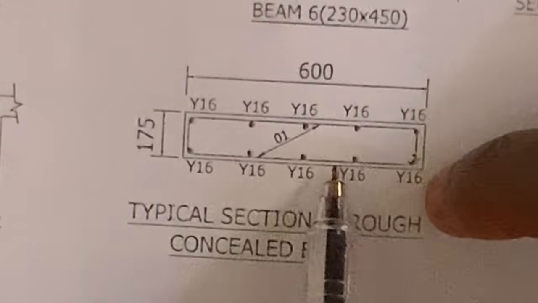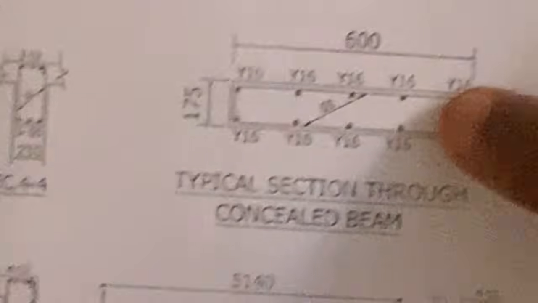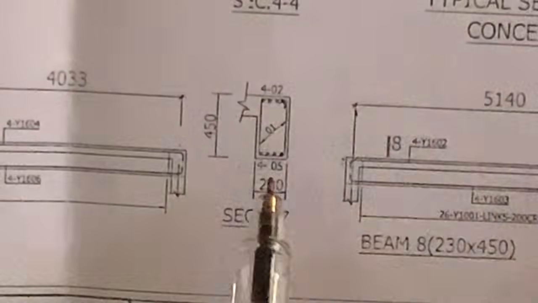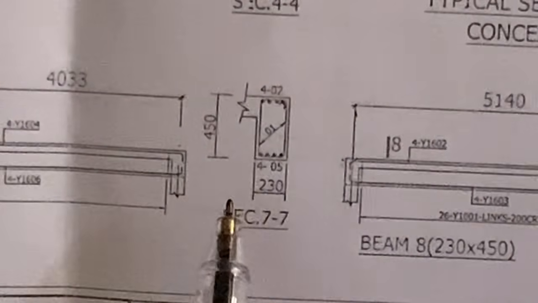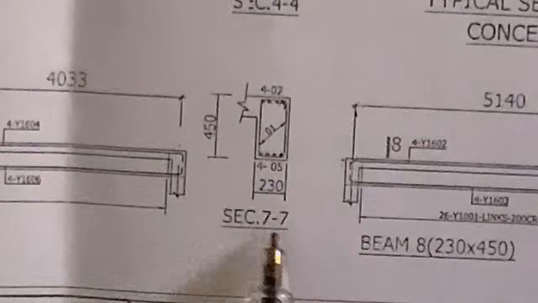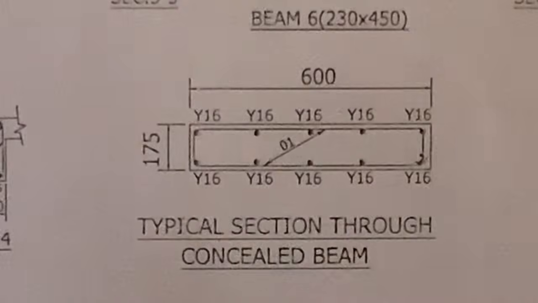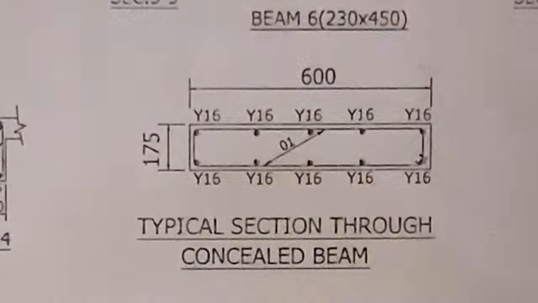Assuming the concealed beam was the same shape as this regular beam here, we would have added the perimeter to the regular beam, but the shape is different. That is why we are not adding the perimeter for this concealed beam to that of the regular beam. I hope that makes sense. So now, how do we determine the length of this concealed beam?